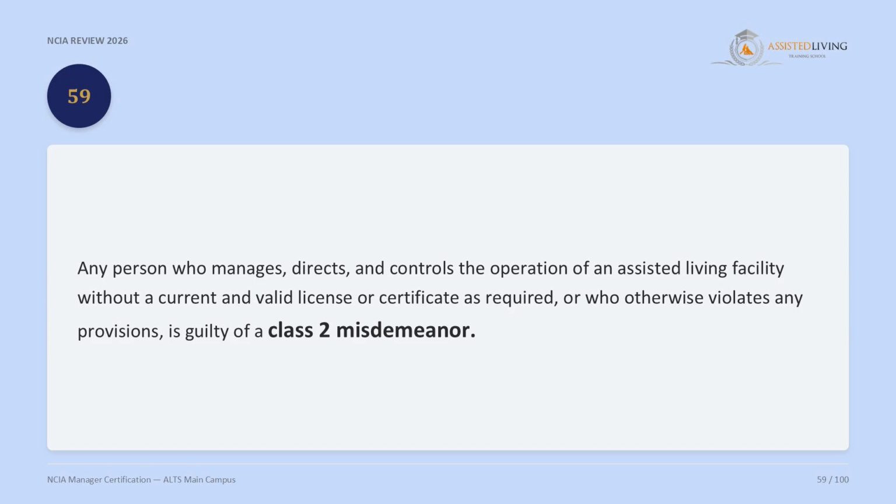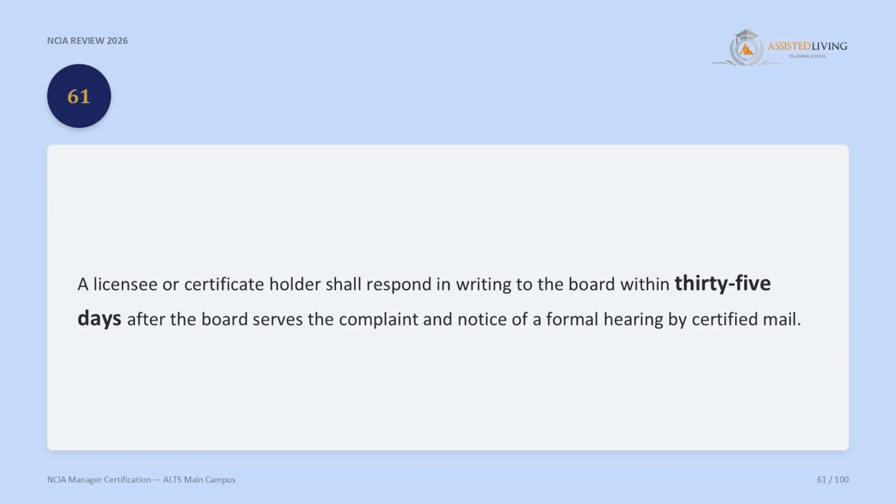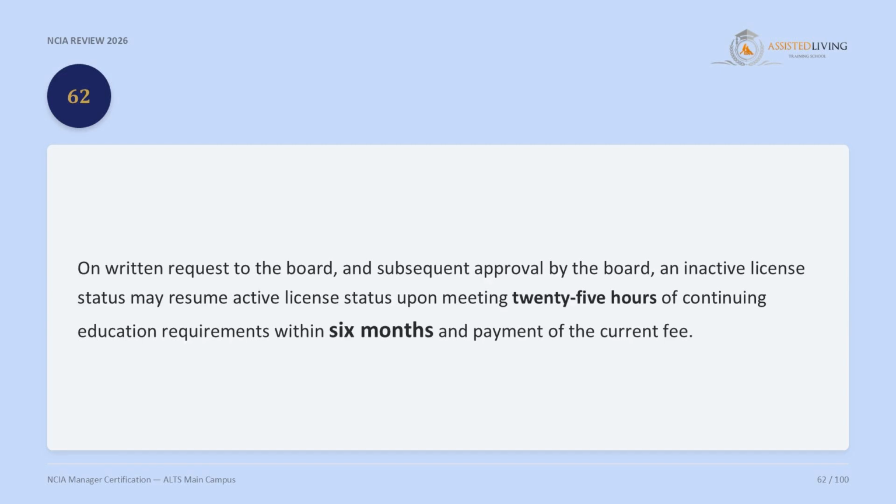Operating an assisted living facility without a valid license is a Class 2 misdemeanor. Applications to set aside admissions must be filed within 180 days of the board's entry. Licensees must respond in writing to the board within 35 days after receiving a formal complaint notice. Inactive licenses can resume active status after meeting education requirements within 6 months and paying the fee.